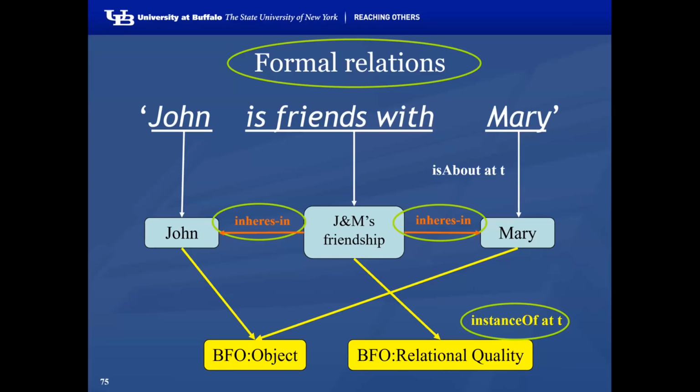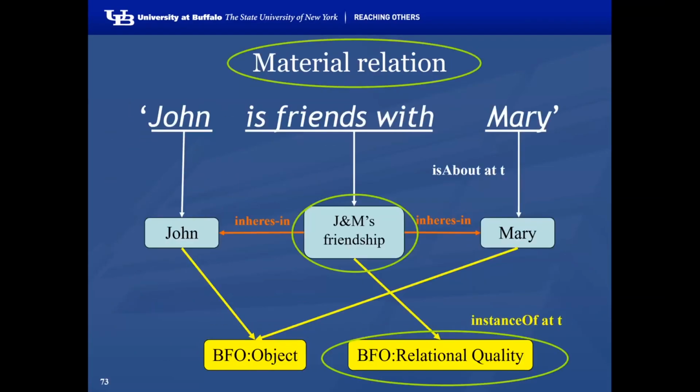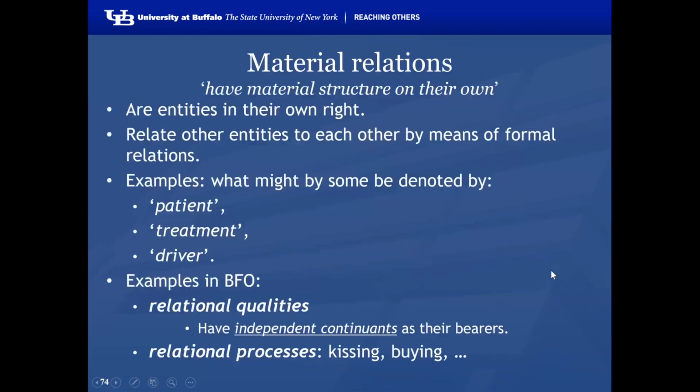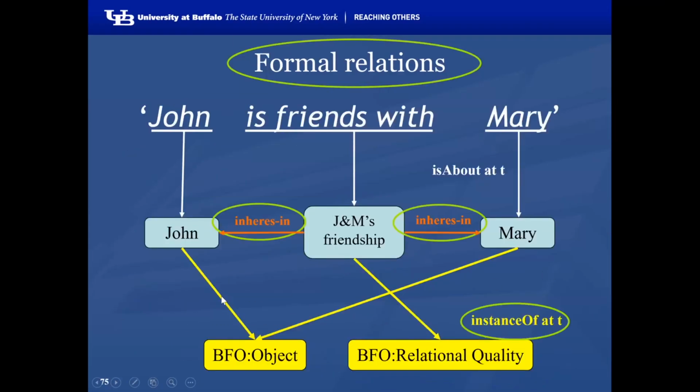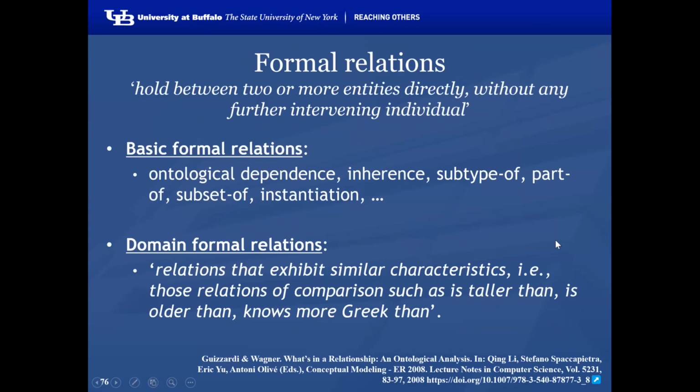So formal relations, look at this. These were the material relations, the ones in the green circle there. And here are the formal relations. So inheres, in this case, is a formal relation. Also, instance of is a formal relation. You have basic formal relations like ontological dependence, inherence, subtype of, part of, instantiation, and so on.